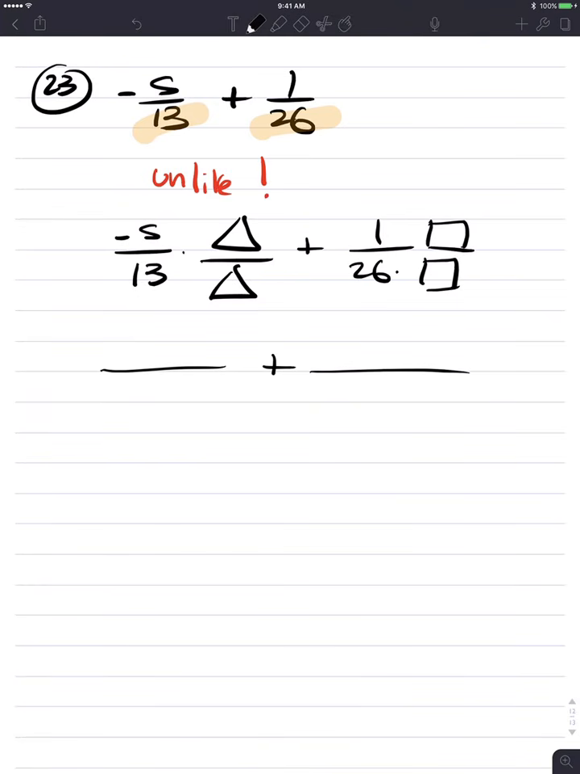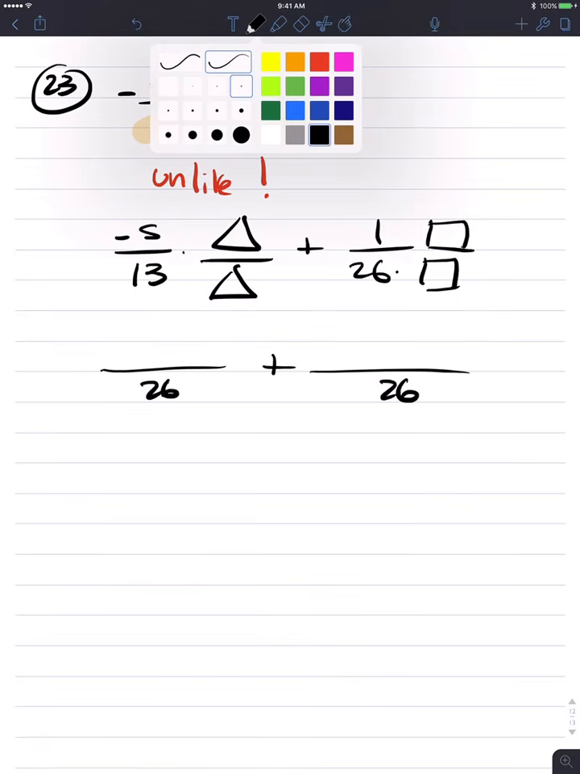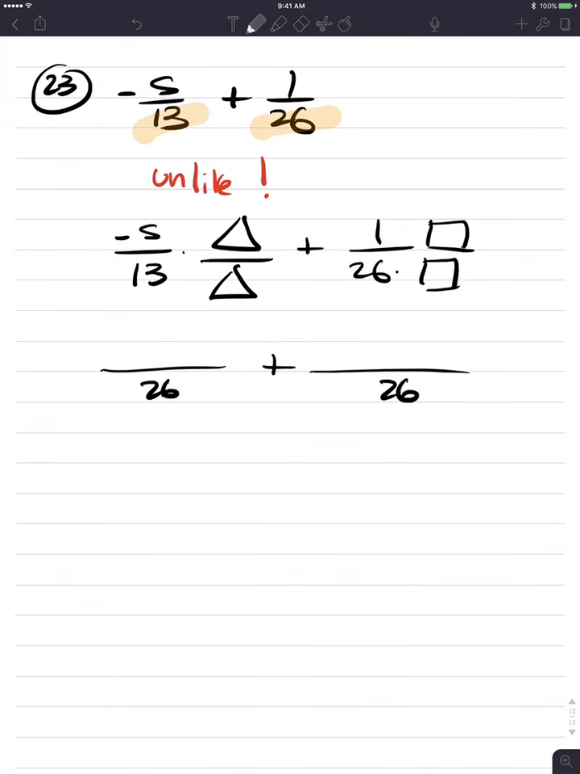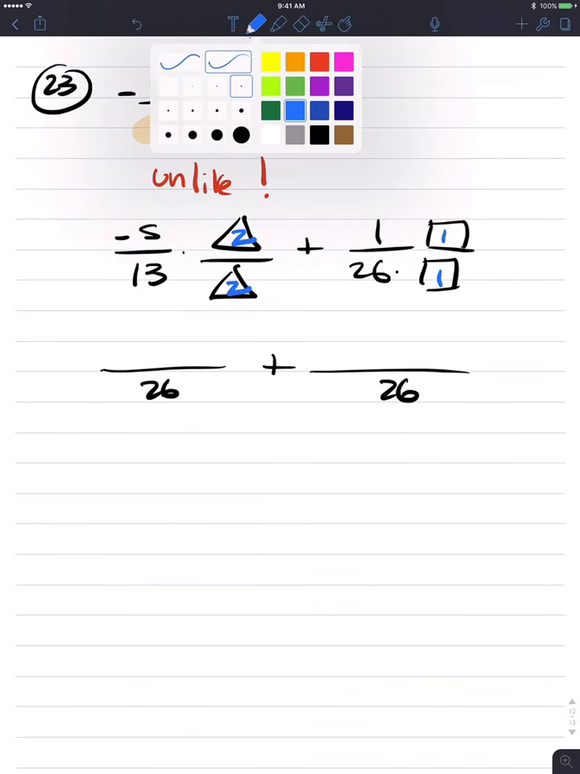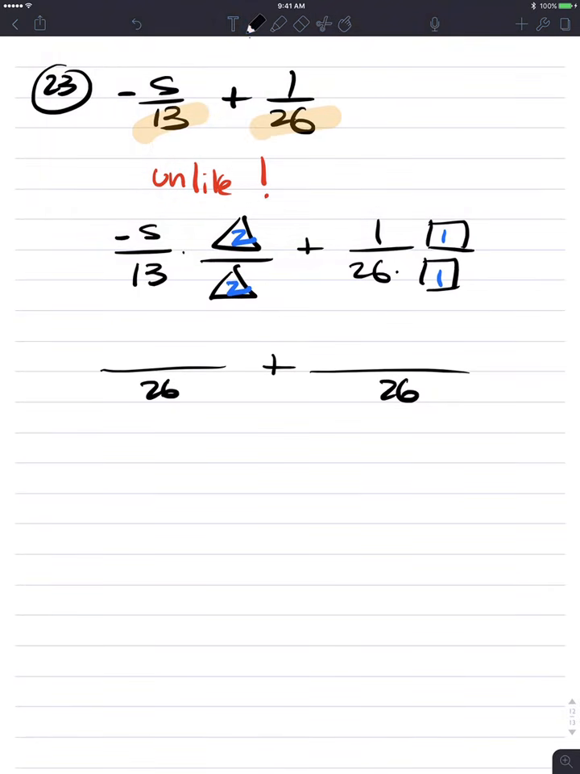My LCM of 13 and 26 is 26. We're now going to have to check. 13 times 2 gives us 26, so there's a 2 on top and a 2 on bottom. Similarly, 26 times 1 is 26, so there's a 1 on top and a 1 on bottom. Negative 5 times 2 is negative 10. 1 times 1 is 1. Negative 10 plus 1 over 26, I get a negative 9 over 26.